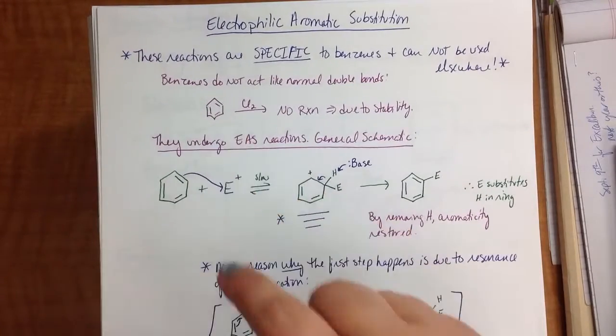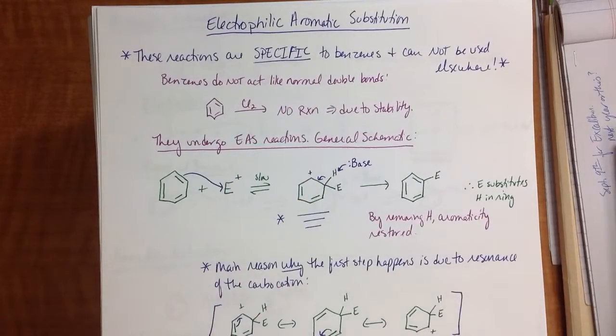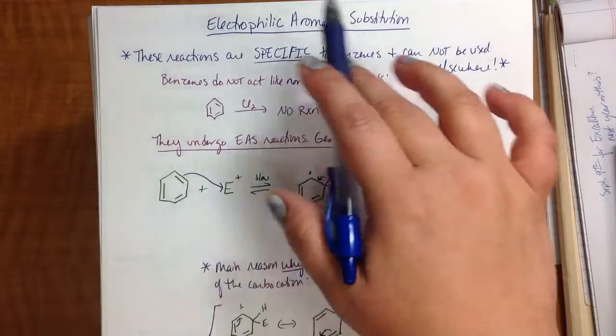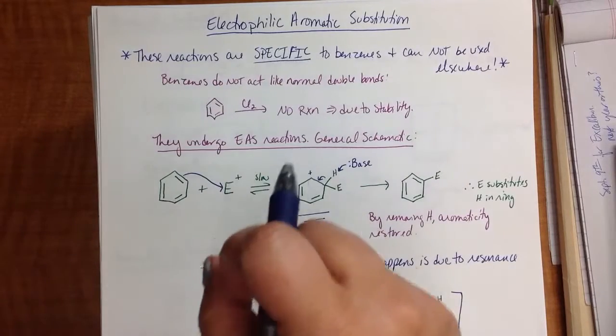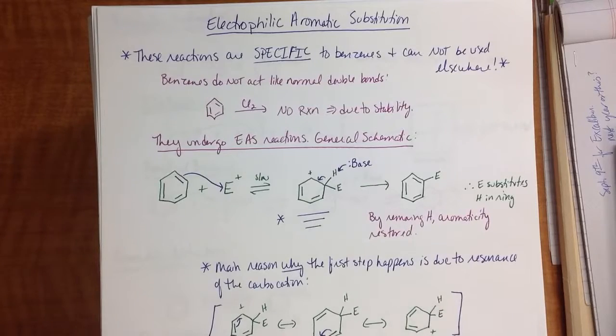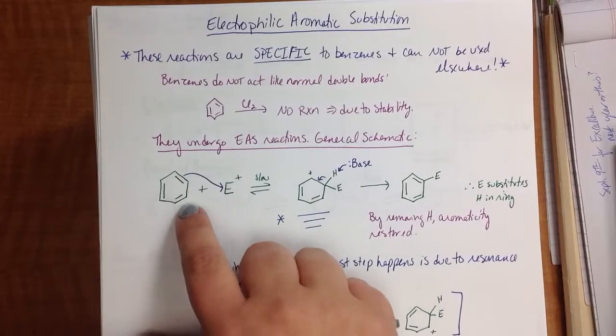Okay, in general, the mechanism for what we call an EAS, or electrophilic aromatic substitution reaction, is actually a substitution. So what you're doing is you're taking an electrophile and substituting it, or exchanging that, for a hydrogen through this mechanism. And here's the general mechanism.